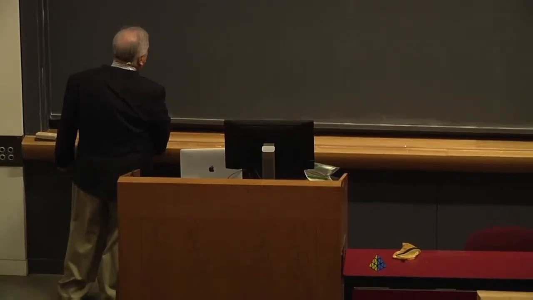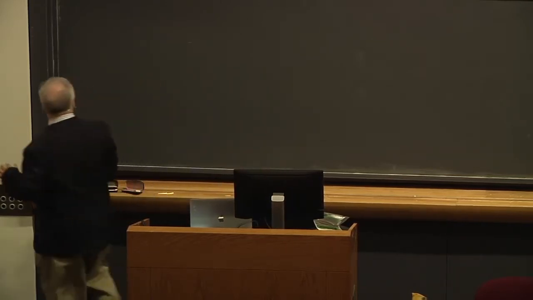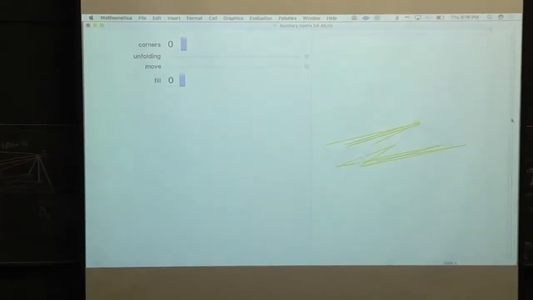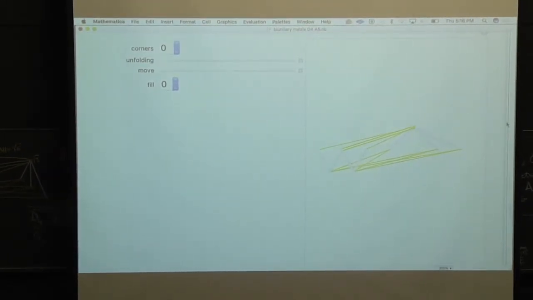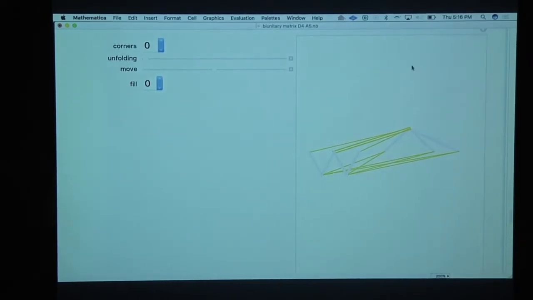So now, let's proceed to the proof. In order to see the proof, I have made a mathematical program which illustrates it. We'll try to see what one of these scenes is. So here is a connection.